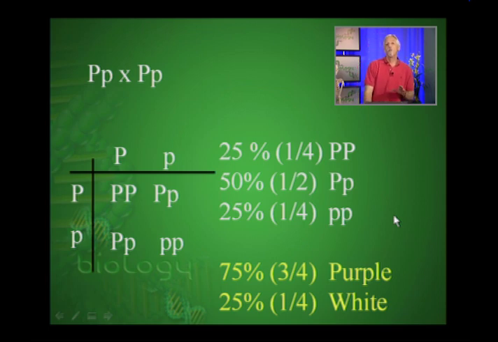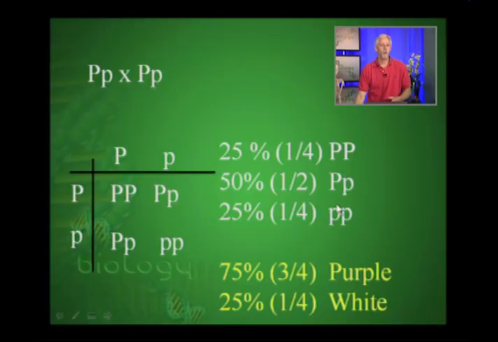So what's important to understand is that these are probabilities. When you have lots of outcomes, you tend to see that. For example, if you flip a coin 2 times, are you guaranteed of getting 2 heads? Well, no, of course not. So that's the difference between probability and reality. These are probabilities. These are expected outcomes. 1/4 homozygous dominant, half heterozygous, 1/4 homozygous recessive, 3/4 purple, 1/4 white.